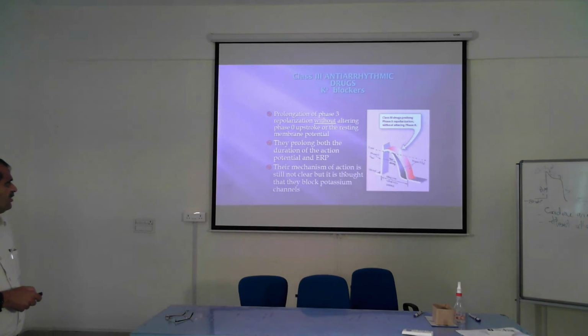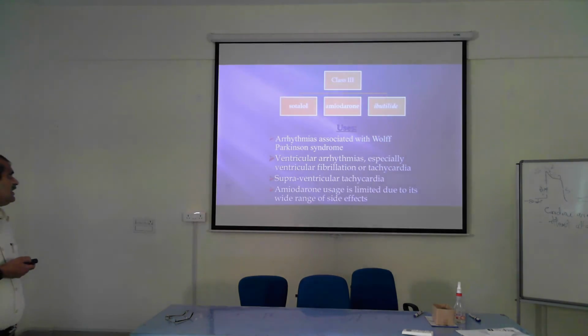So their mechanism of action is still not clear, but as we can guess, the potassium channel is active throughout the phase 1, 2 and 3 and always the resting membrane potential. So class 3 examples are sotalol, then amiodarone, then ibutilide. These are the classical examples of the class 3 type of drugs, which are the potassium channel blockers.